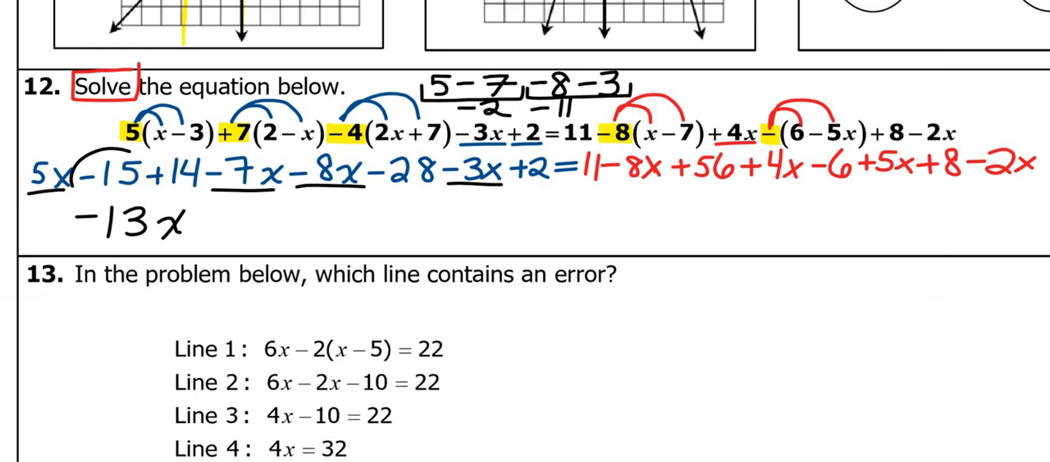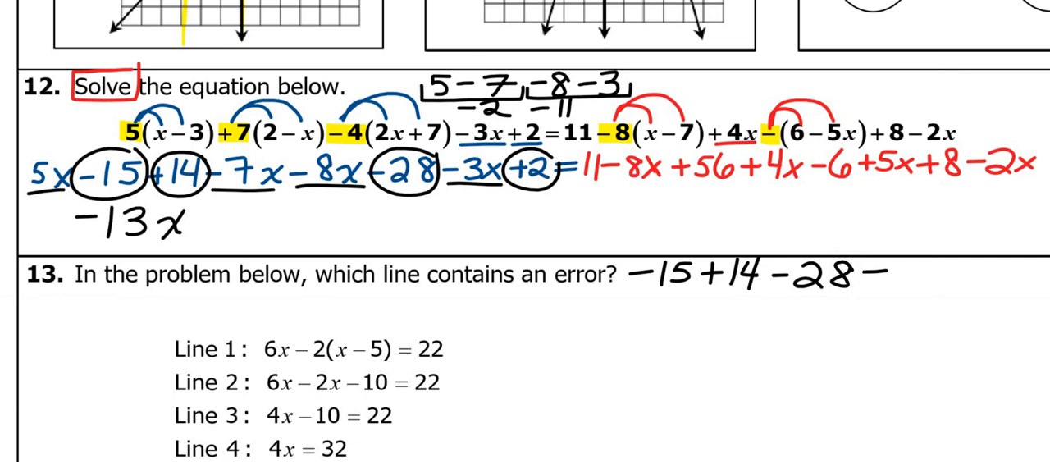Now we have negative 15, positive 14, negative 28, and a positive 2. All right, so let's get started. Negative 15 plus 14. Let's start there. I'm just going to write it over here just for a little bit of room. Negative 15, positive 14, minus 28, plus 2.